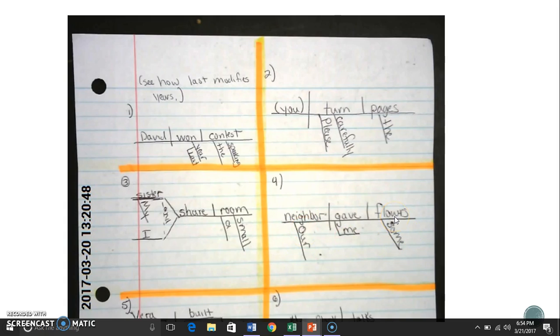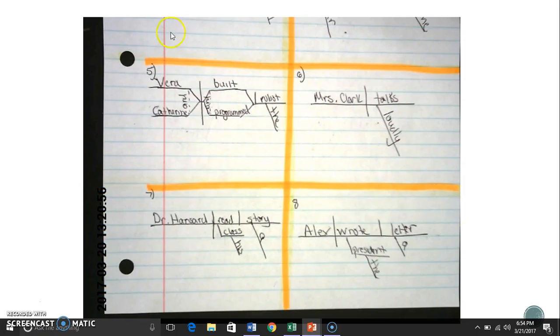Some modifies flowers. Now, if you remember, your indirect object is always between your verb and your direct object, and you show that by putting it under the verb. Who did he give them to? He gave them to me. So you've got your line and then your indirect object. All right, so that's the first 4. Let's move on. Next 4.